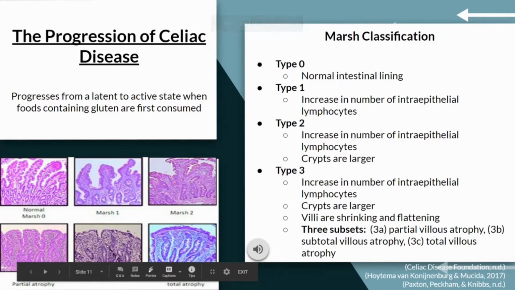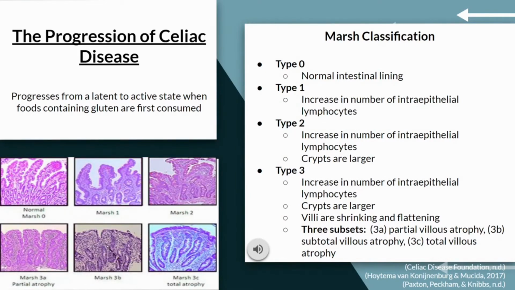Celiac disease progresses from a latent to an active state when gluten-containing foods are first consumed. The Marsh classification is used to diagnose celiac disease and the amount of damage that has been done, based on the amount of gluten that has been consumed. Marsh classification is broken down into 4 types. Type 0 is a normal state of the intestinal lining.